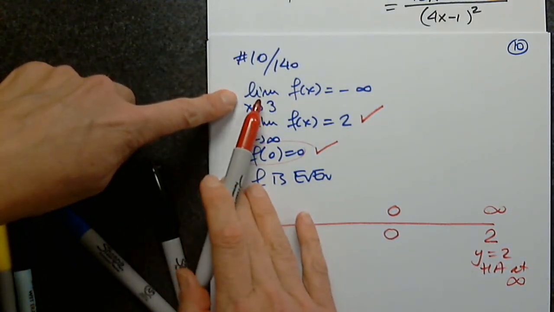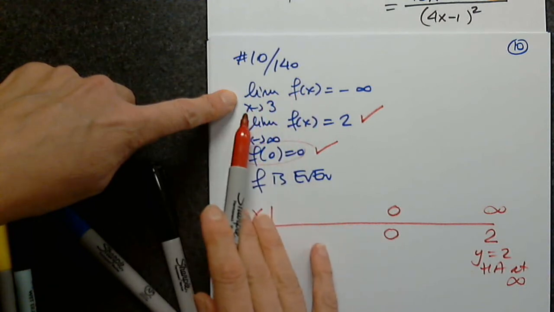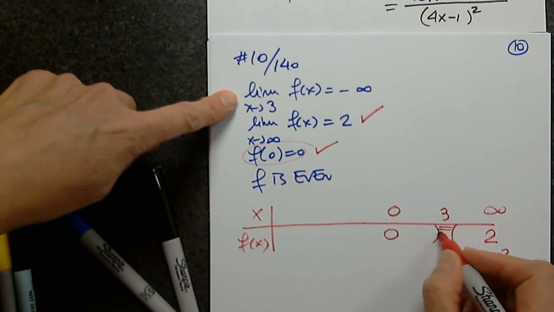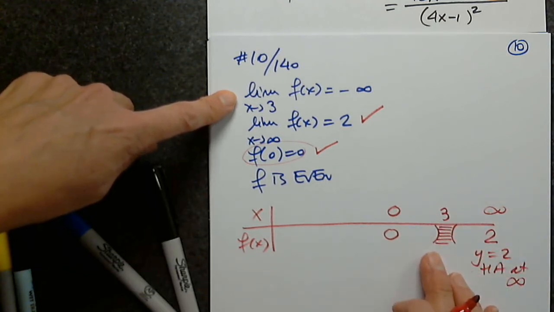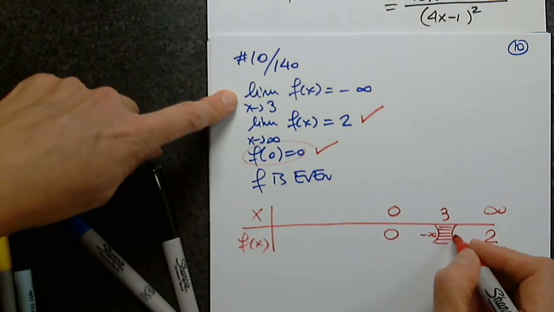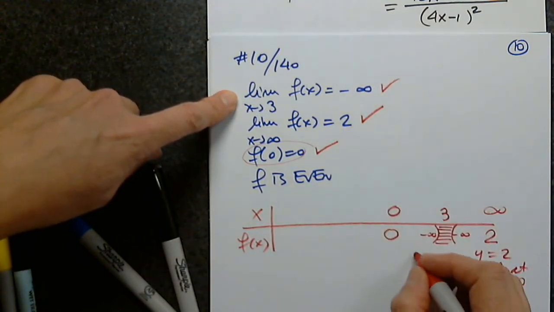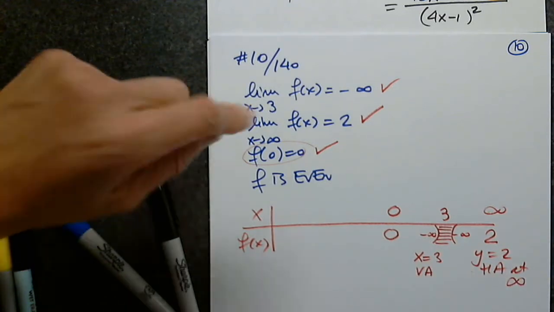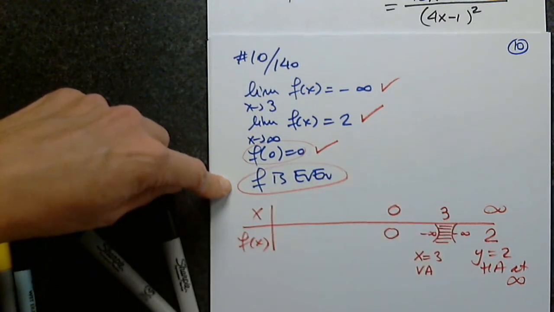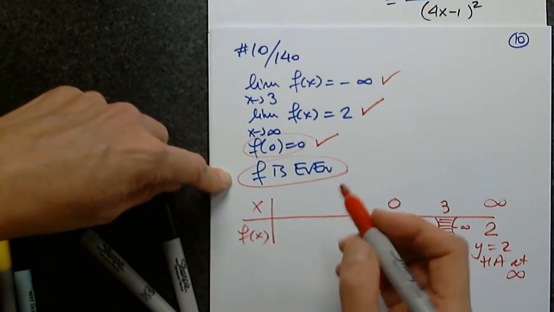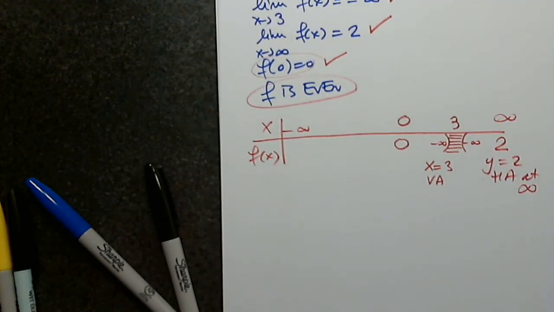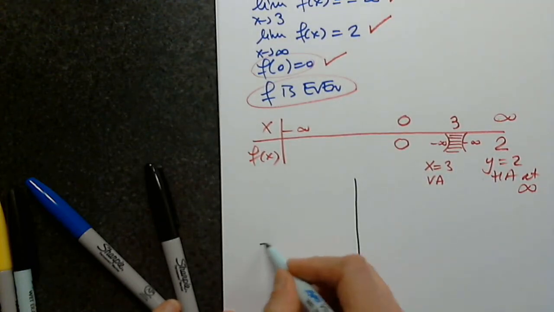Then I am told that the limit of f of x as x approaches 3 from either side, so here's my 3, from either side, I can put a point in there if I want to, I don't have to, is negative infinity. I write immediately that x equals 3 must be a VA. And the only thing that I have to come up with later on is f is even. So right now I am going to put in what I have. Here is the proposed graph.